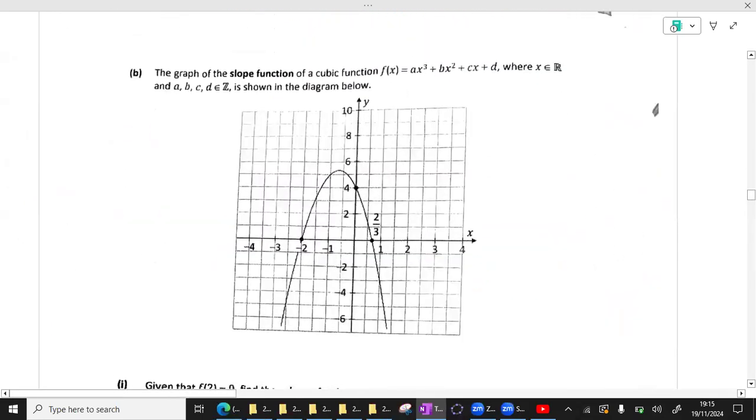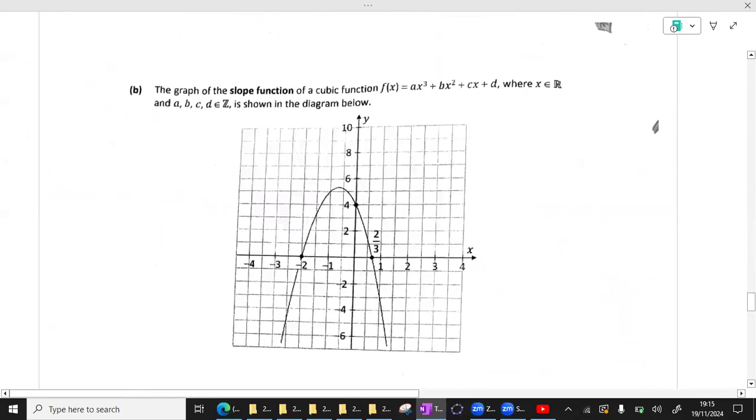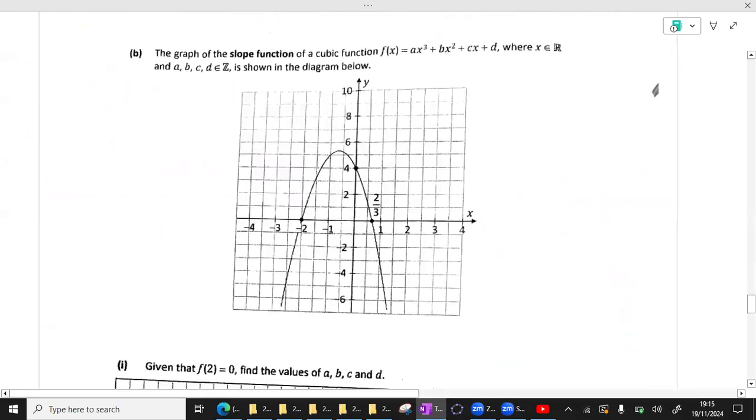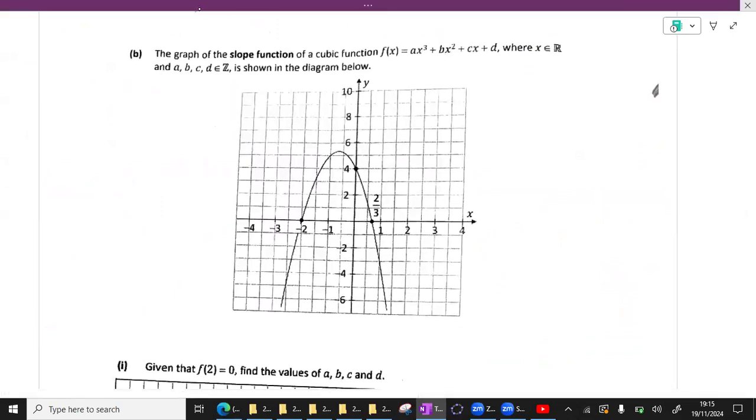So the next one says the graph of the slope function of a cubic, where x is an element of R and A, B, C, and D are elements of Z, is shown in the diagram below. So this diagram is actually the derivative. So that is your actual derivative.